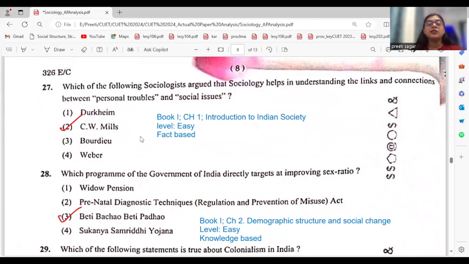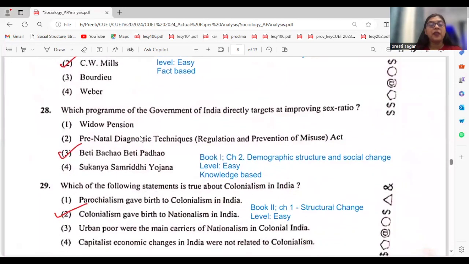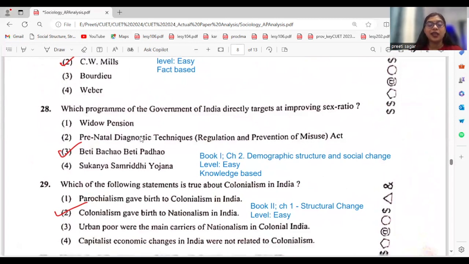That is C. Wright Mills. Option 2 is the right answer. Which program of the government of India directly targets improving the sex ratio? That is Beti Bachao, Beti Padhao. Option 3 is the right answer.